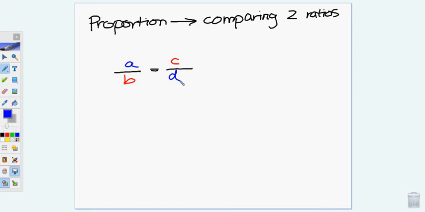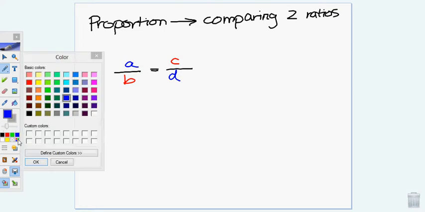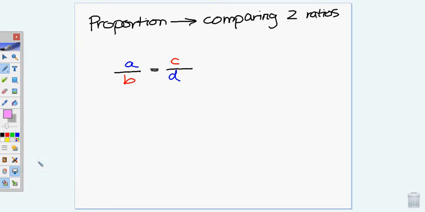There is something in proportions that we call cross products, okay? A cross product is when I multiply across the equal sign, and the 2 sides of that are equal, and that's what makes the proportions equal. I know that A times D is equal to B times C. And when these are equal, then I've created what's called an equal proportion.